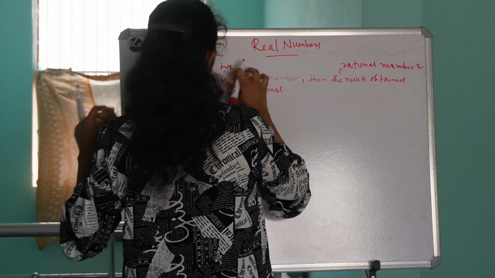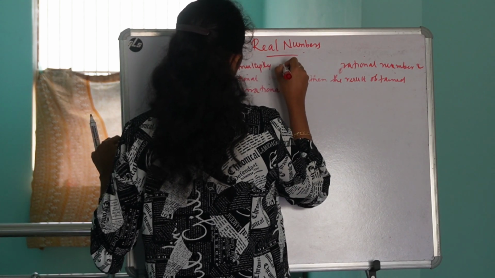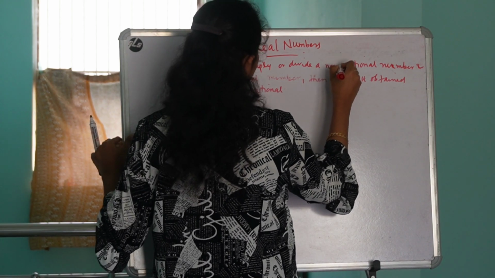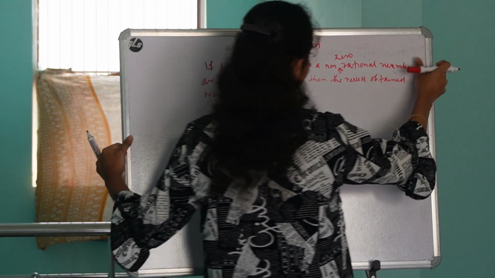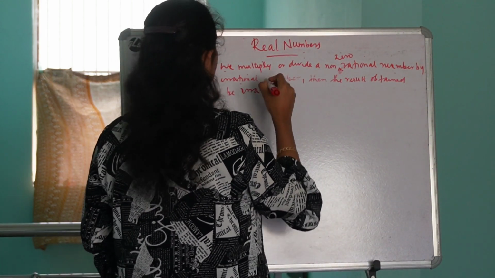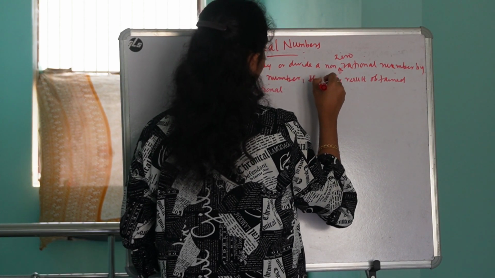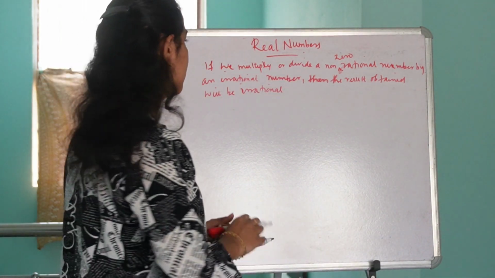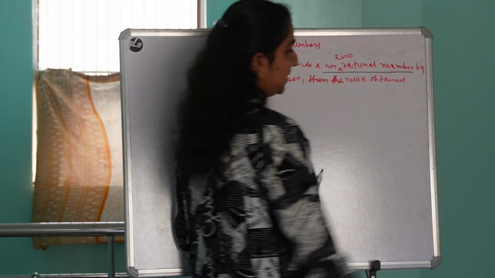So if we multiply or divide a non-zero rational number by an irrational number, then the result obtained will be irrational. Yes. Here it is given a non-zero rational number.